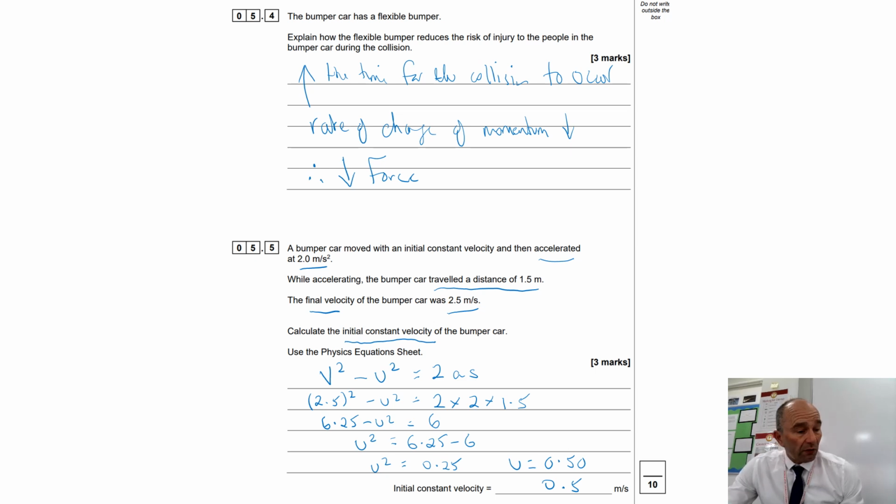3 marks, nice straightforward. Obviously you don't get the mark for the formula. First mark, substitute the numbers in correctly, and then second mark is for essentially getting u squared by itself, and then of course the third mark is calculating the answer correctly. That question worth 10 marks. Hopefully you got 10 out of 10 on that one.